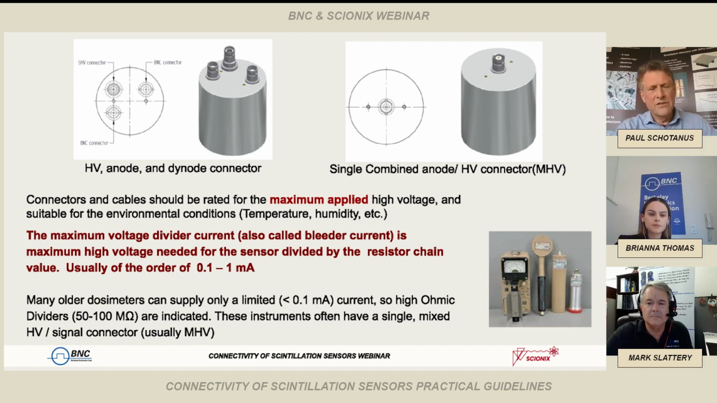You should realize that there are a lot of old dosimeters around, and they can only produce quite a limited current, like for example in those portable systems you see there at the right. They're often battery operated, and that means that the current is much less than the number I mentioned there in the middle. And that means that the divider chains are usually much higher, of the order of 50 megohm to 100 megohm. And you should really take this into account when you connect your sensor, because those devices cannot produce the current that most voltage dividers actually need.